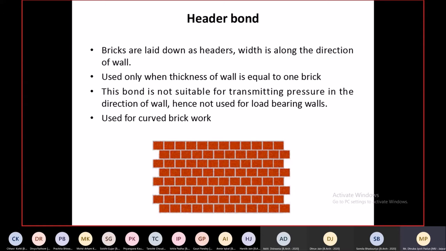Then used for curved brickwork. So if we have a curved wall, then we can go for this header bond.